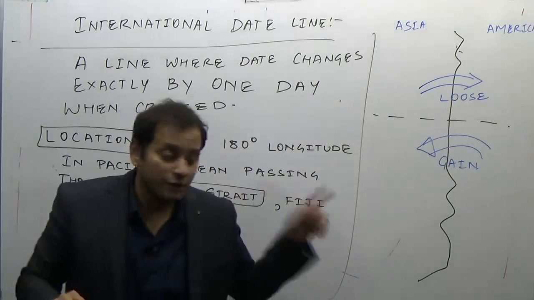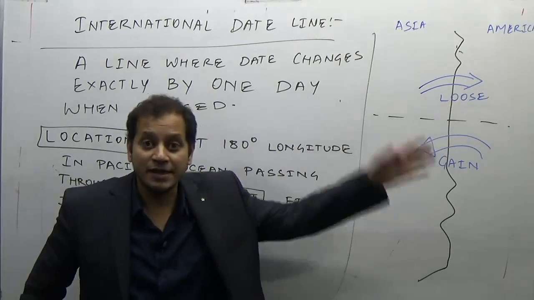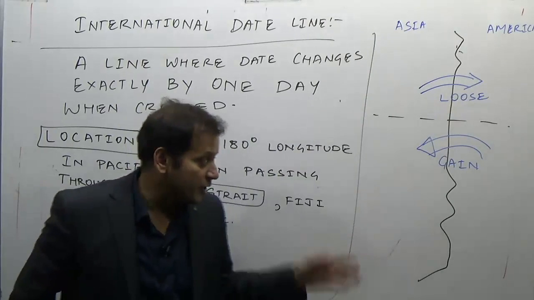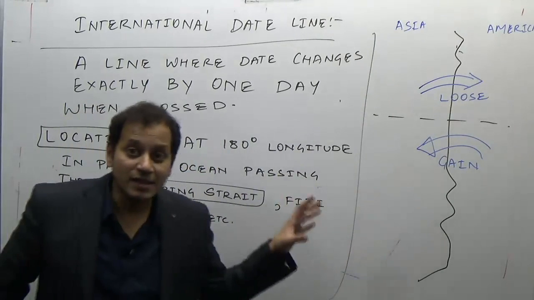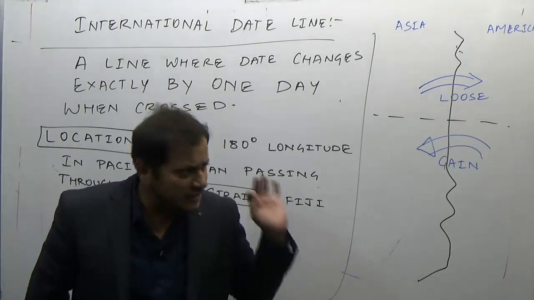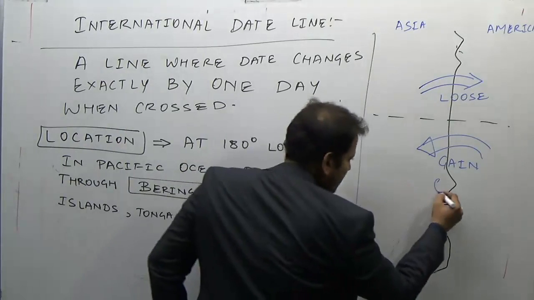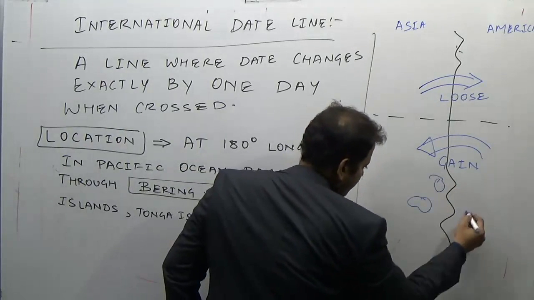Now look at one more thing, that I have marked as a curved line. It is not a straight line like longitude. It follows the 180 degree longitude, but it is not a straight line. Why is it curved? Because you see there are numerous small islands located in this region.